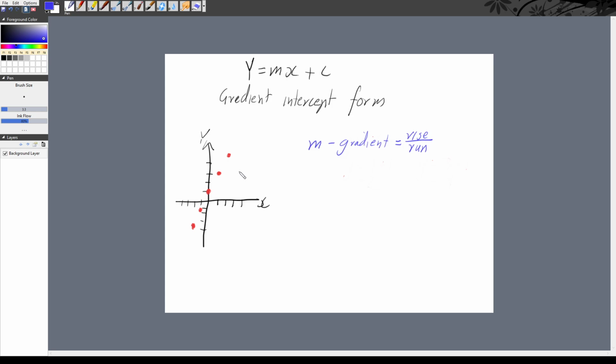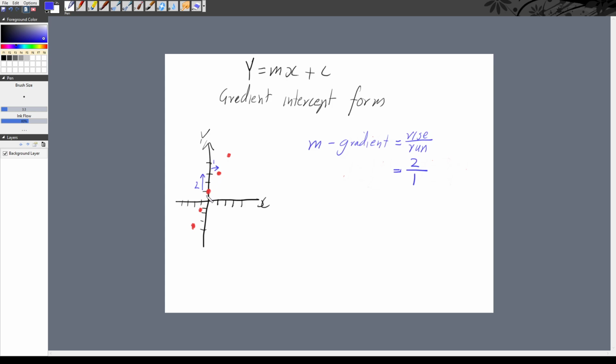So what we can do, here we've been given some points. Sometimes you won't be given points. Sometimes you'll have to pick some points. We pick 2 points and we ask ourselves, how many does it go up or down? Here you can see it goes up 2. And then it goes across 1. So the rate of change, or the gradient, for this line is equal to 2 over 1, because it goes 2 up and then 1 across.